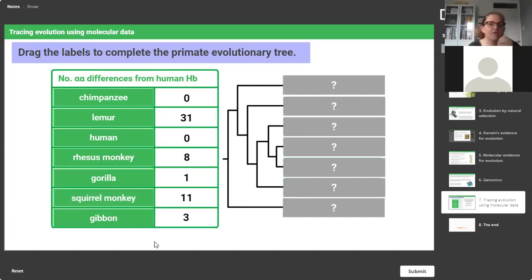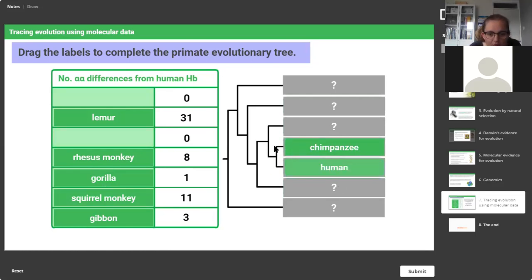So basically, this is a number of amino acid differences from humans. So basically what we have here is we've got chimpanzees and humans have 0 major differences, amino acid differences. So what we're trying to basically do here is look at which ones are most closely related. So we've got chimpanzee and humans being 0 with each other. So they would be basically coming off the same branch with each other. So they're going to have a direct common ancestor with each other. So the logical place, to be honest, chimpanzee or human can go either place. I'm going to put them here. They both have a direct common ancestor of each other.